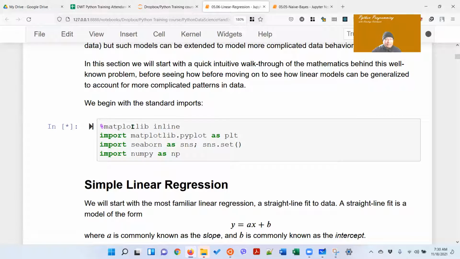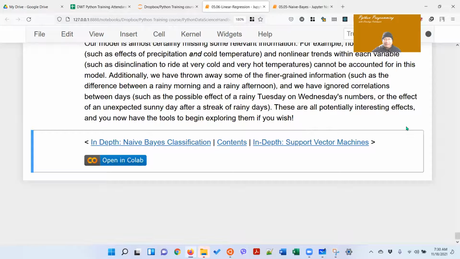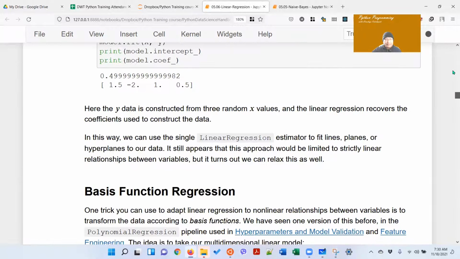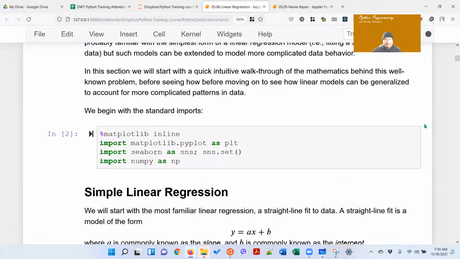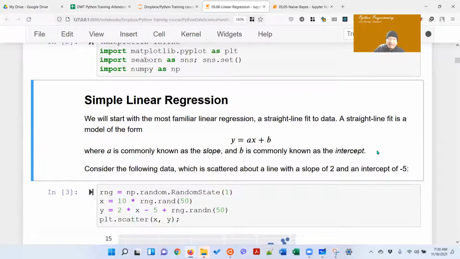Let's see, it's a standard input value. I'll run all the cells. Okay, let's look at simple linear regression.